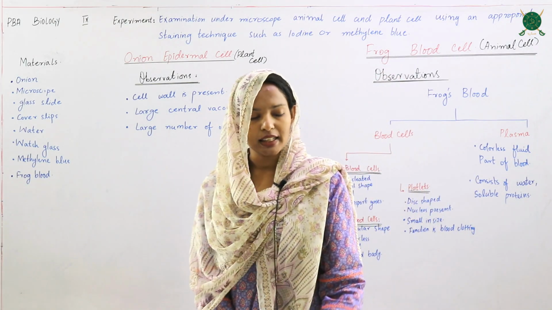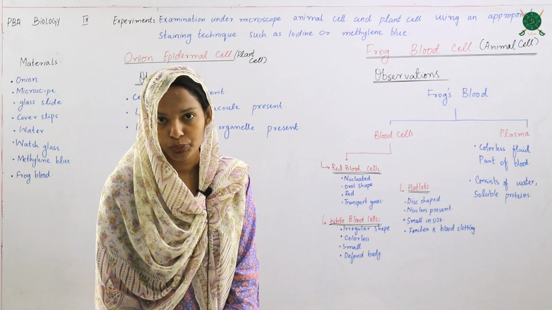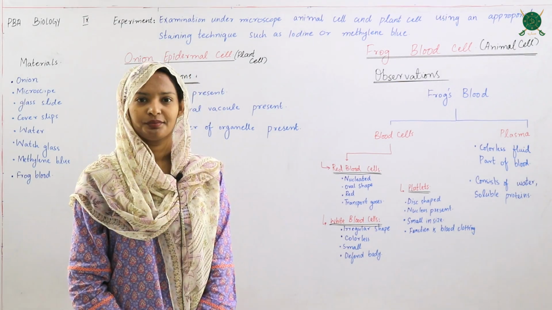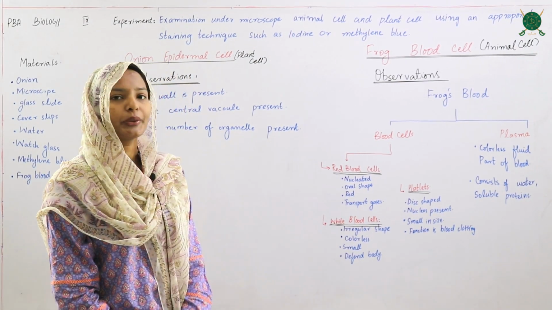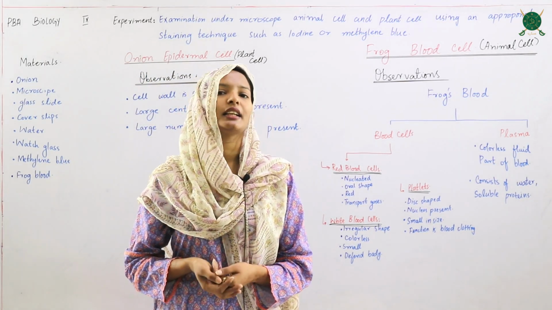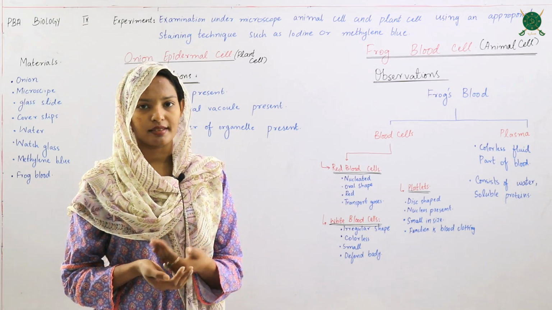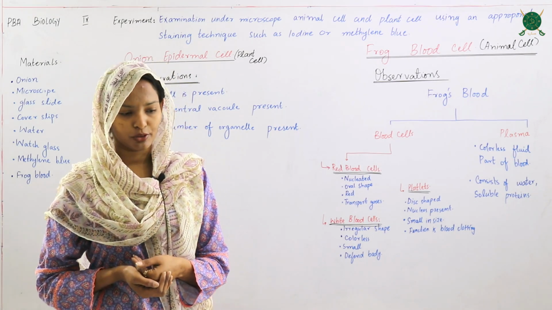Then for an animal cell, you can use frog's blood cell or a human cell, a human blood. For this experiment, you can take a glass slide and place human blood or an animal cell on the slide and observe it under microscope.